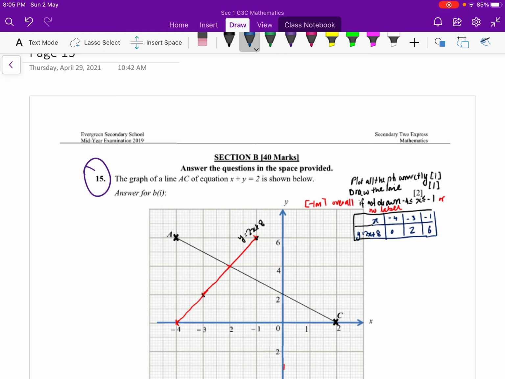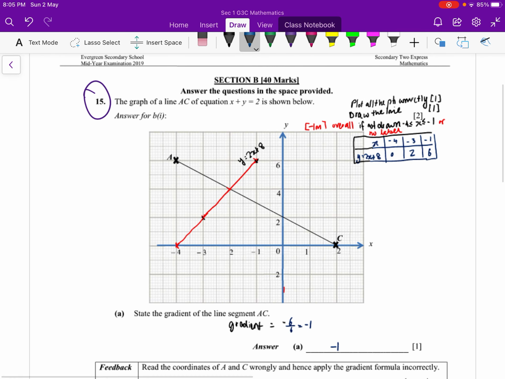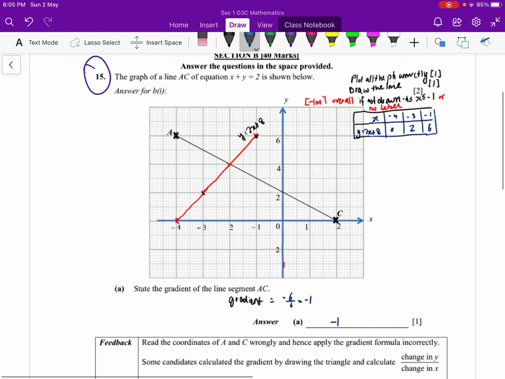Okay, so this video is for Section B of the 2019 media exam. The graph in black color is the one that is given, and you are supposed to find the gradient of this straight line. There are two ways to do it. First, you can use the formula to find the gradient using the coordinates of any 2 points. So you choose something that is convenient. In this case, points A and C are convenient.